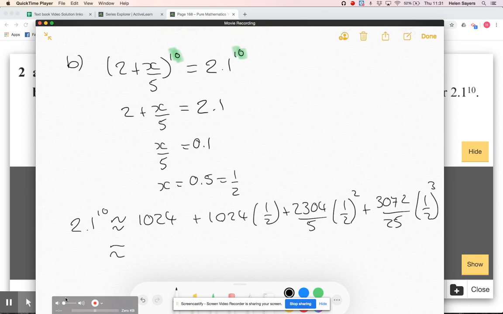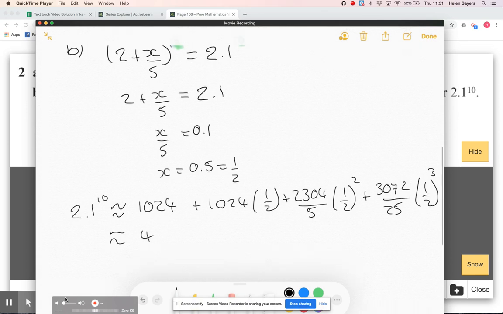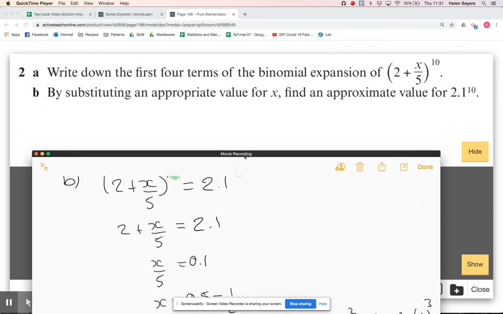And so the last bit, so 3072 over 25 times half cubed. Okay, so I'm going to check this against their solutions. If I was doing this in exam, I would probably type that in a couple of times, maybe try and type it in a couple of different ways as well. And it doesn't really make sense.